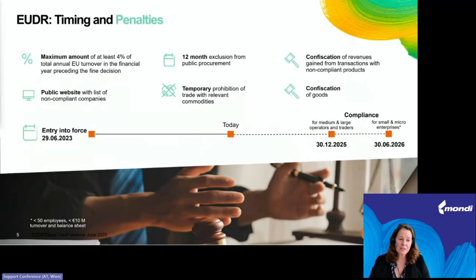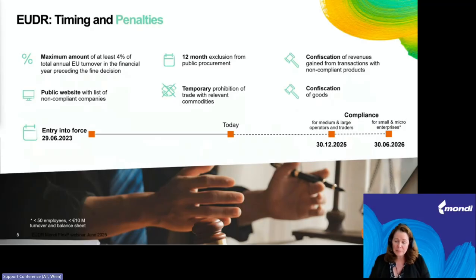So in terms of the EUDR implications, it is significant. In terms of the potential penalties, it is up to 4% of a company's total annual EU turnover. It could also be being banned from public procurement or confiscation of those goods, etc. So it is significant. It went into force already on the 29th of June, 2023, with required compliance now for medium and large companies by the end of this year. So by the 30th of December, 2025. That was extended. It was initially the end of last year.